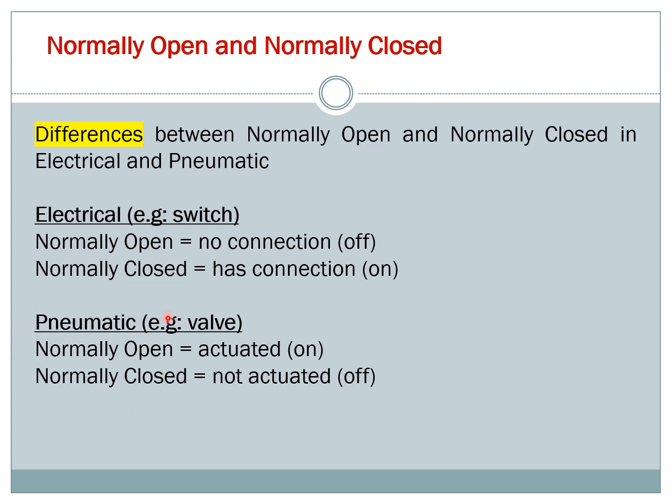In terms of pneumatic, it is the opposite. Let's take an example of a valve. When we say a valve is normally open, it means it is actuated. When you press, it will become unactuated. So initially it is actuated. And when we say a valve is normally closed, it means it is not actuated. So it's the opposite of electrical.